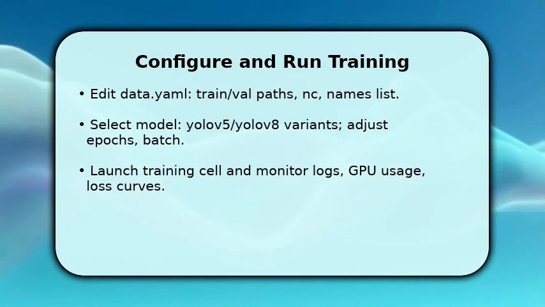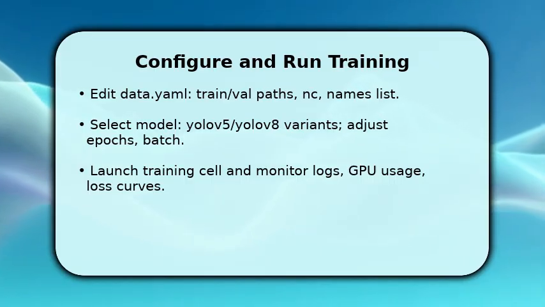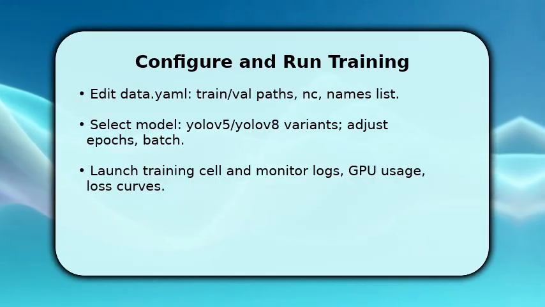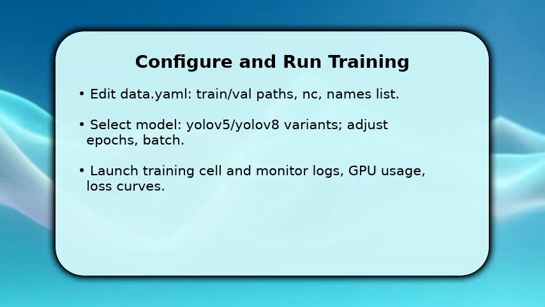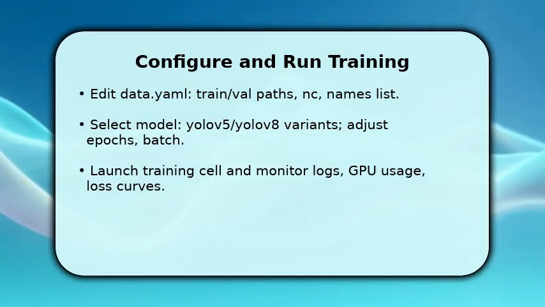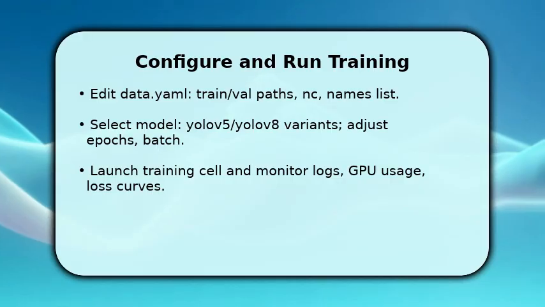You edit the data.yaml to point to train and validation folders and confirm nc equals your class count because mismatches break training. Next, choose the appropriate YOLO model variant and set hyperparameters like epochs and batch size, smaller batches when GPU memory is limited.